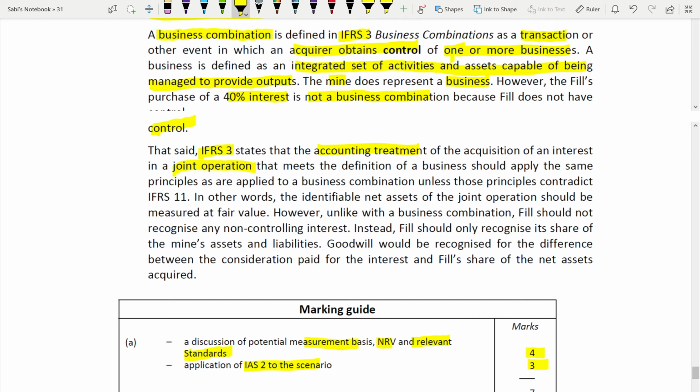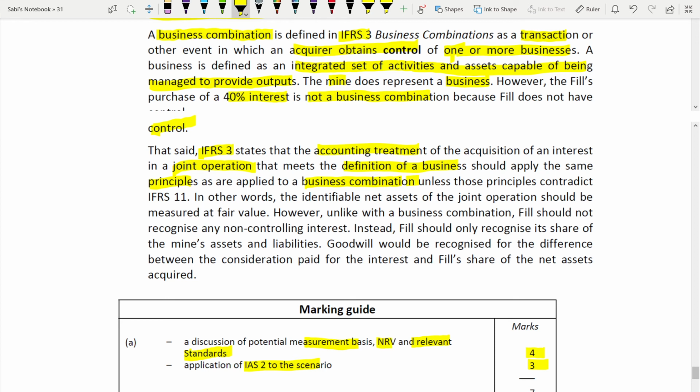That you have to write. Okay. So, acquisition of an interest in a joint operation that meets the definition of a business should apply the same principles as are applied to a business combination. You see, even if it's a joint operation, if it meets the definition of a business, the same principles you would have applied if it was a business combination, if it had control, you have to apply, unless those principles contradict IFRS 11.